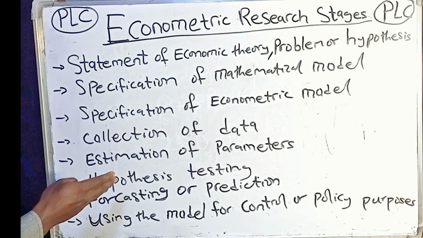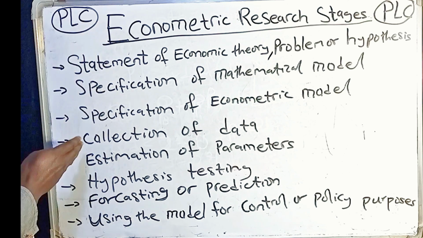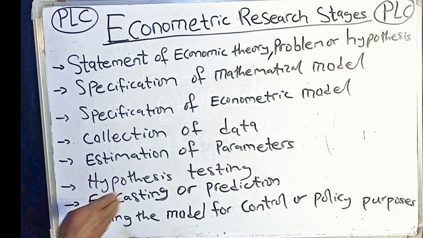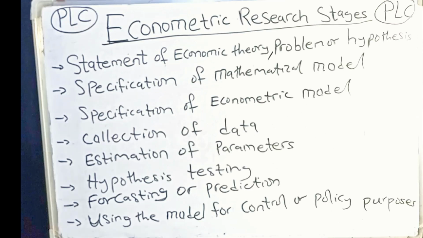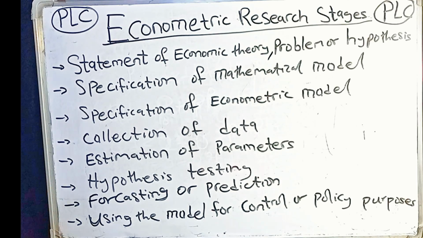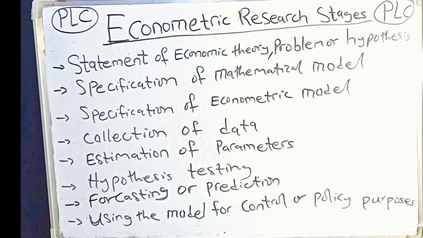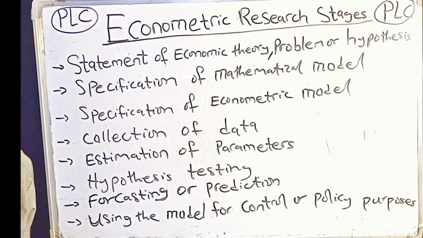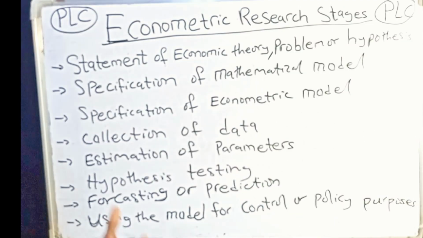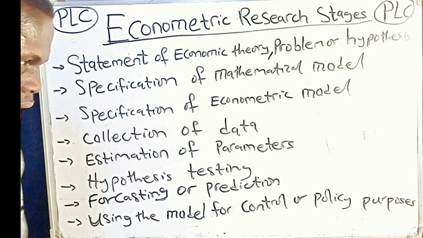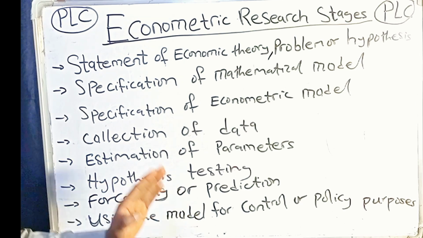So with our verified econometric model, we can make forecasting and prediction, and also we are going to be able to make control or policy explanation. That is, we can use this model to control an economy, to make economic policies. Policies that affect the economic variables can be made based on these models.